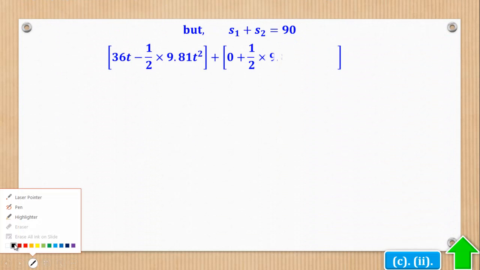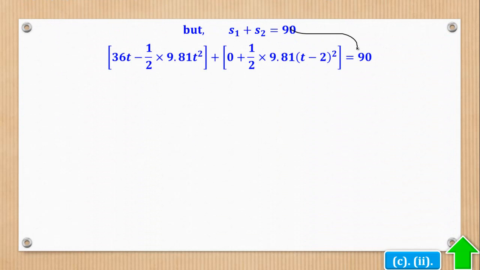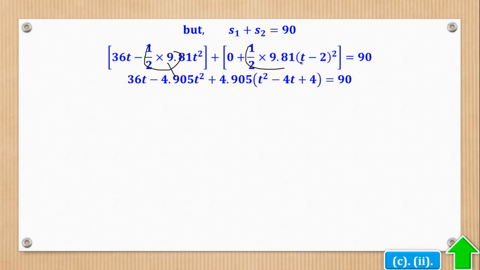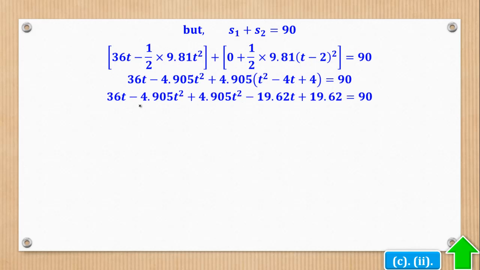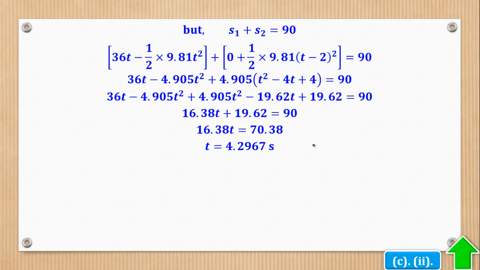So substitute for S1 and S2 and equate to 90. Next we'll simplify. This gives this, this gives this, then squaring this gives that. Then open the entire bracket to come up with this, then collect like terms. You realize that this and this cancels. Then this with this gives you this, and this is here, this is here. Collect like terms again, take this on this side, come up with that. Then make T the subject, and that will be the answer.